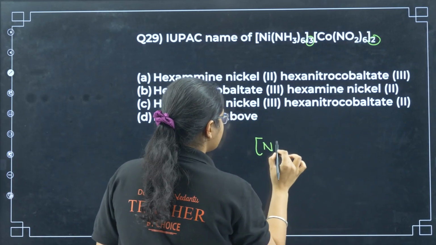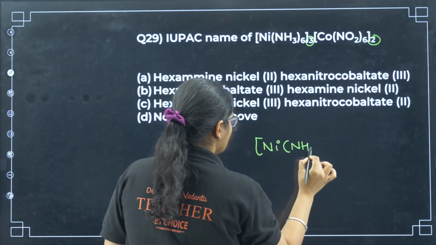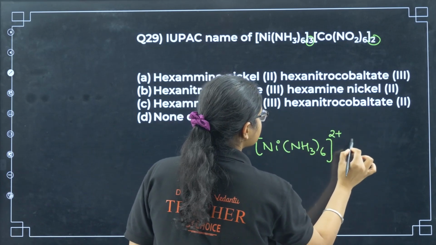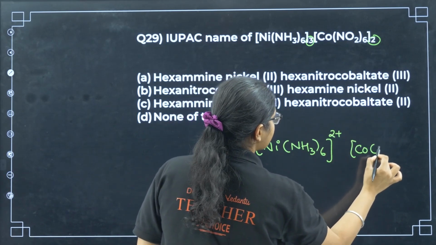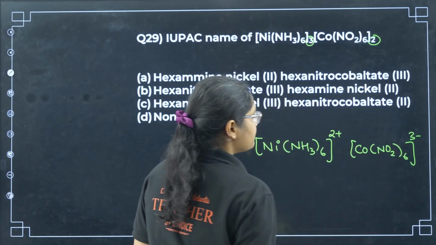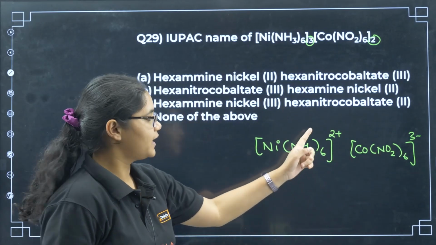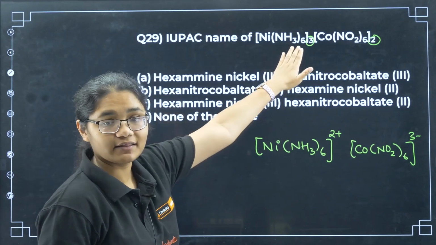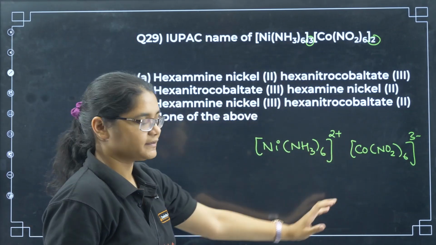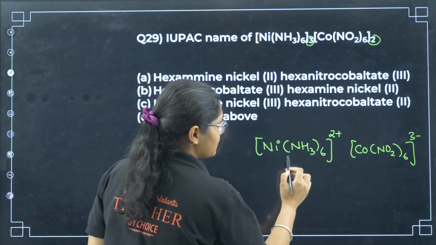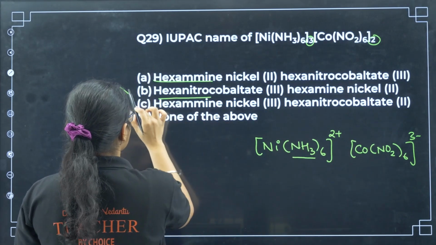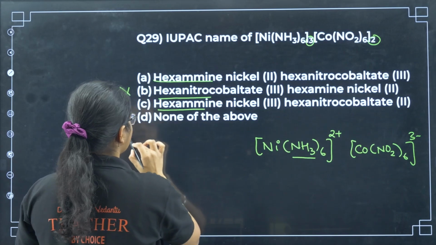The complex must be in this form, whole 6, 2 plus, and I have this 3 minus. When this is present in this form, then you do crisscross to get the compound. So this will be the charge of each of the complex. Now if I want to name them, this one will be hexaamine. Hexanitro is given wrong, hexaamine, none of the above is not there.